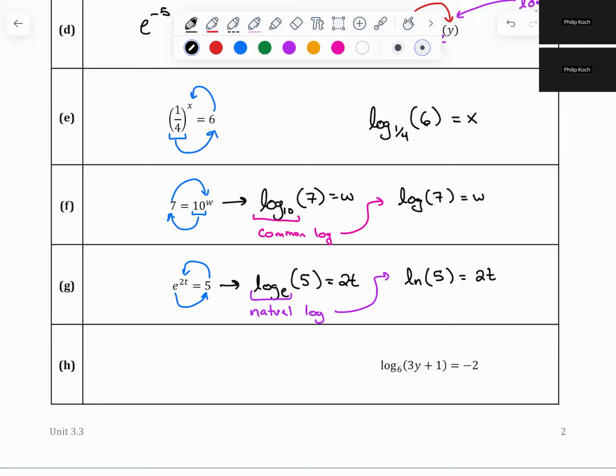And last but not least, log base 6 of the quantity 3y plus 1 is equal to -2. No one said it had to be a singular entity, like a monomial. It could be multiple things. It could be a really long expression on the inside of the logarithm, but it still follows the same pattern. Start with the base, work your way across the equal sign, and then back over. So it's 6 raised to the -2 is equal to 3y plus 1.